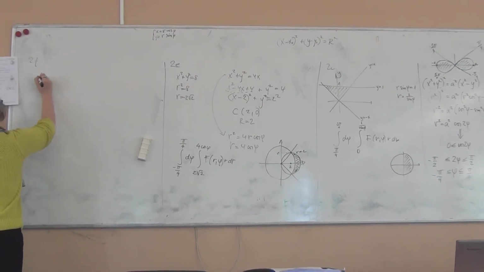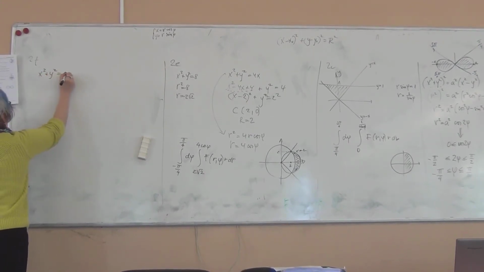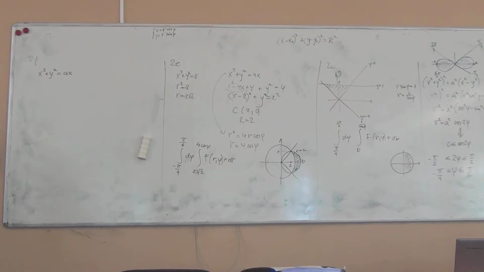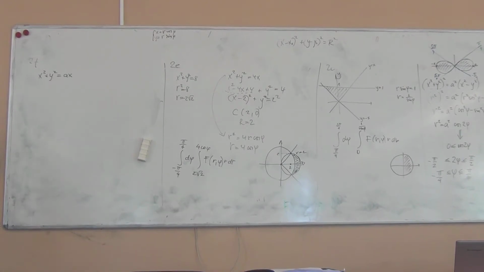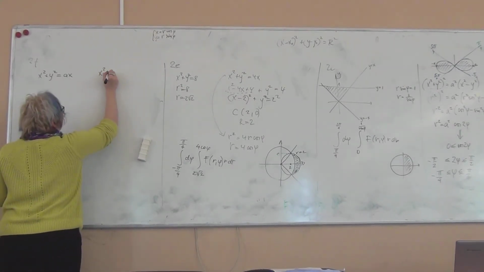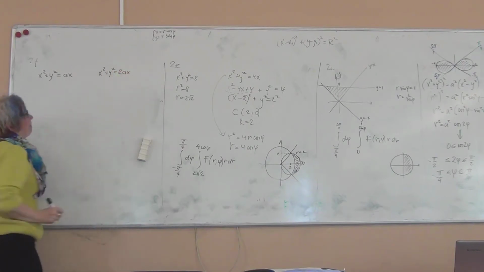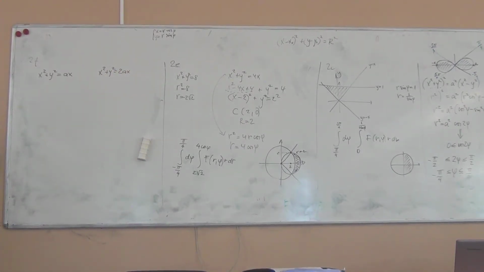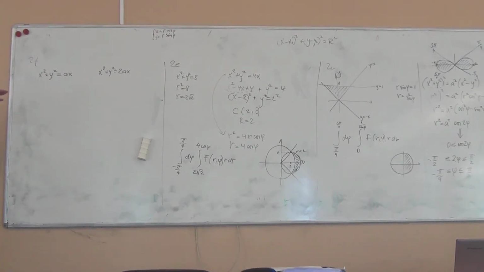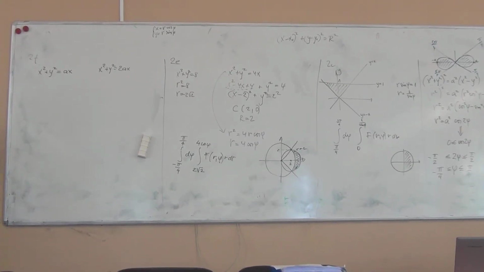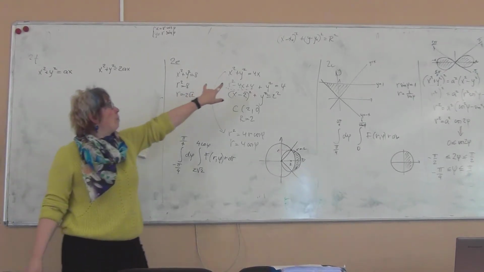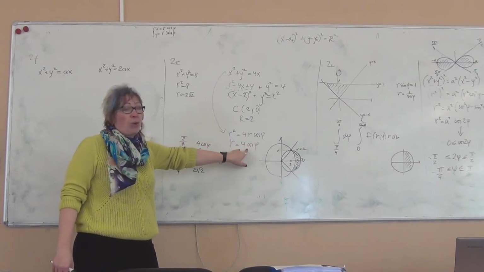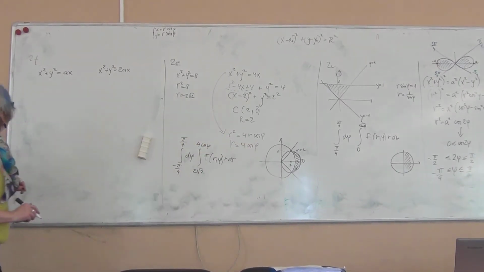So f. x squared plus y squared equals ax. Can you guess what it would look like? And x squared plus y squared equals 2ax. That's the second one. So looking at the previous one, can you guess something at least? At least guess something. The polar equation, if you compare this and what we did and how we got the center.